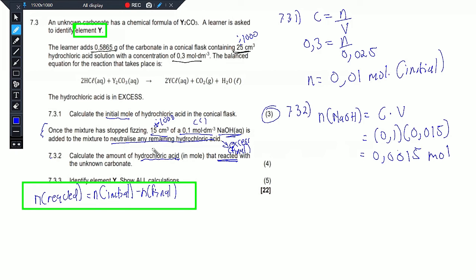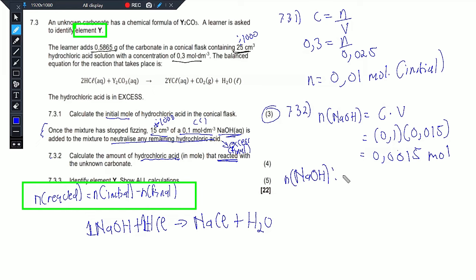But then what is the ratio of the sodium hydroxide to the hydrochloric acid? If we react the two, sodium hydroxide and HCl, they always react like this. They will produce sodium chloride and water, which is a balanced equation. Here we can see that the ratio is 1:1. So step number two is to compare the molar ratio. The ratio of sodium hydroxide to HCl is 1:1, which means that the number of moles of HCl final, or in excess, will also have to be 0.0015 mole.